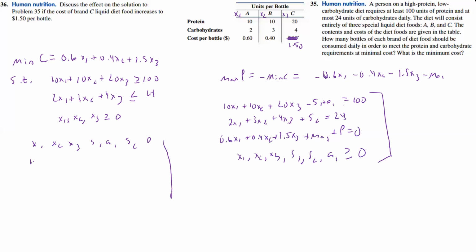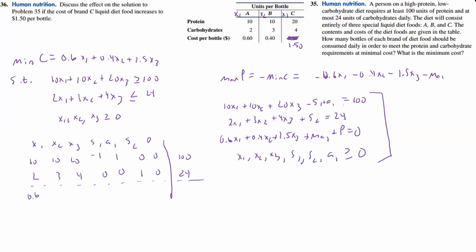Then I have a 10, a 10, a 20, a minus 1, a 1, a 0, a 0, and then a 100. And then I have what? A 2, a 3, a 4, a 0, a 0, and then that's a 1, and then 0, and then 24. And then I guess I better put my dotted line here.